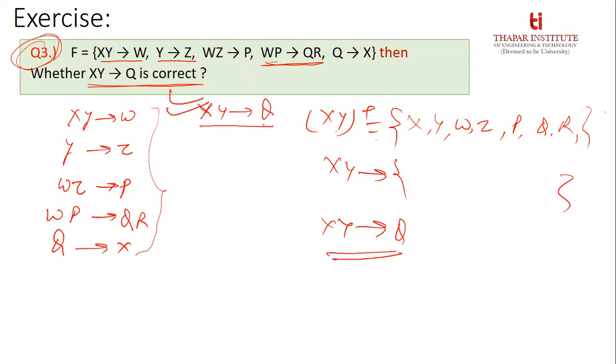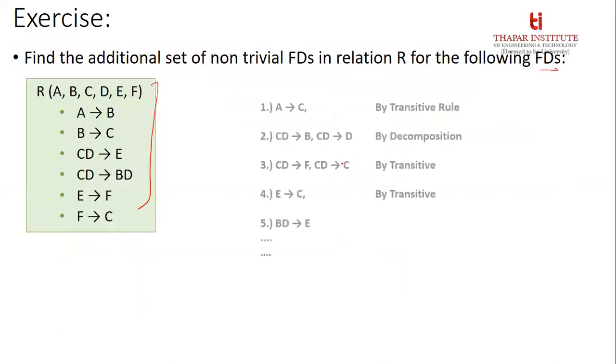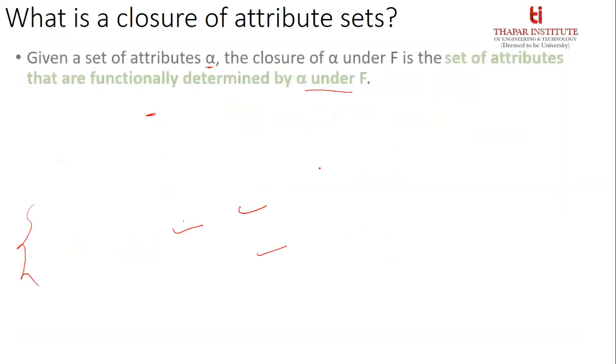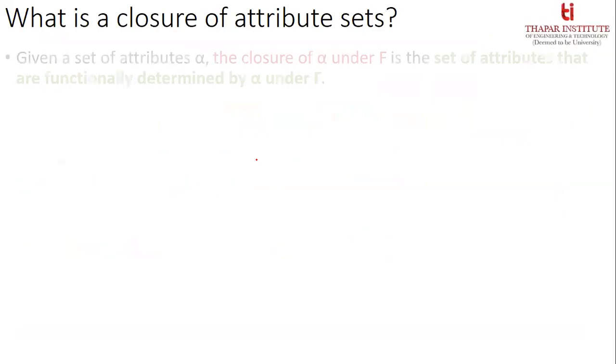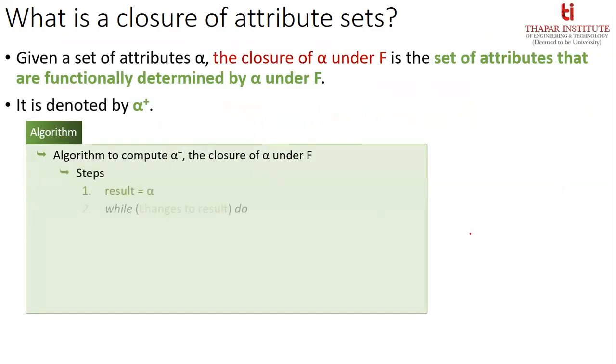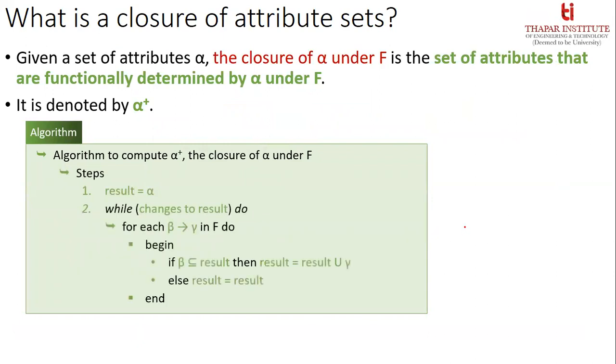But you have to check it with the inference rule, not with this closure set. Is it okay? So you can see it is a very easy method to check to identify the closure set of the functional dependencies. Okay, so this example we have seen.